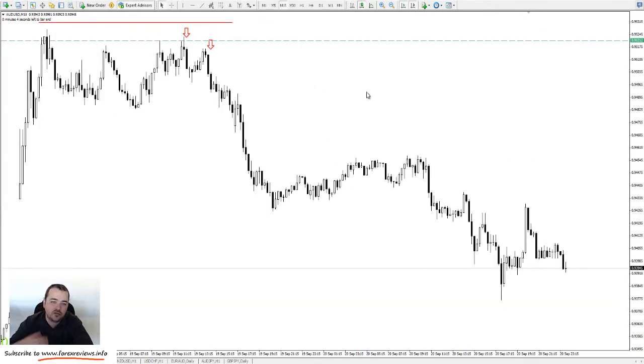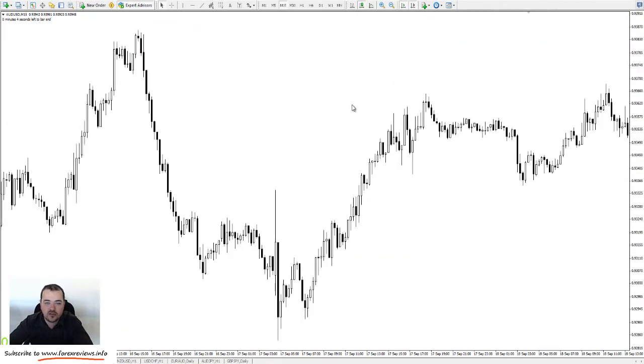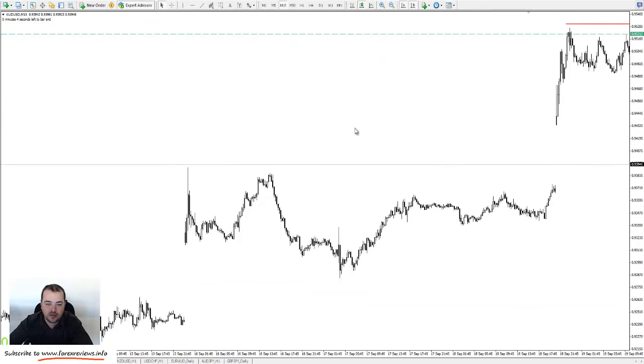And this is what I'm trying to say about looking for evidence in the Forex market. Basically, it really does help. So, let's see if we can see any other ones. Let me zoom out a bit so we can go back a little bit. Okay, so here we go.